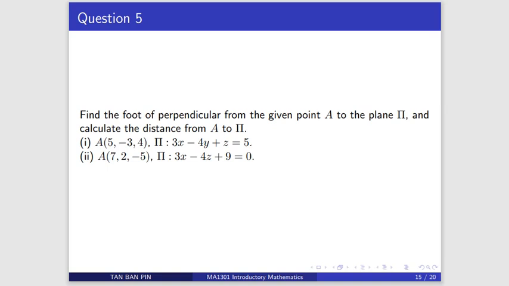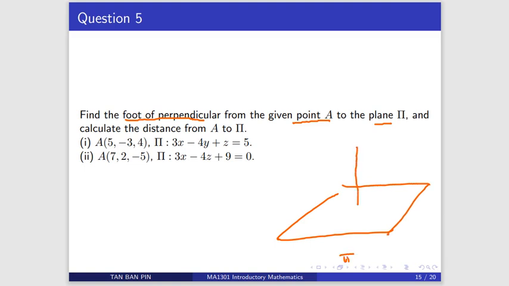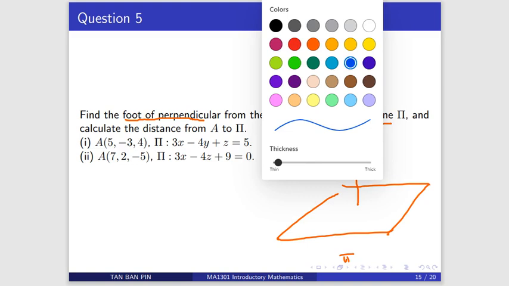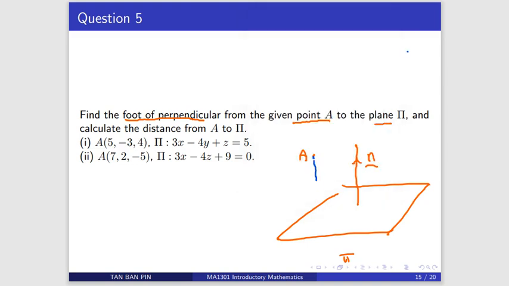Question 5, you're supposed to find the foot of perpendicular from a given point A to the plane. So the diagram looks like this. We have a plane pi with a normal vector n, and you're given a point A, and you're supposed to find the foot of perpendicular from A to the plane. So you're supposed to drop 90 degrees down to the plane.